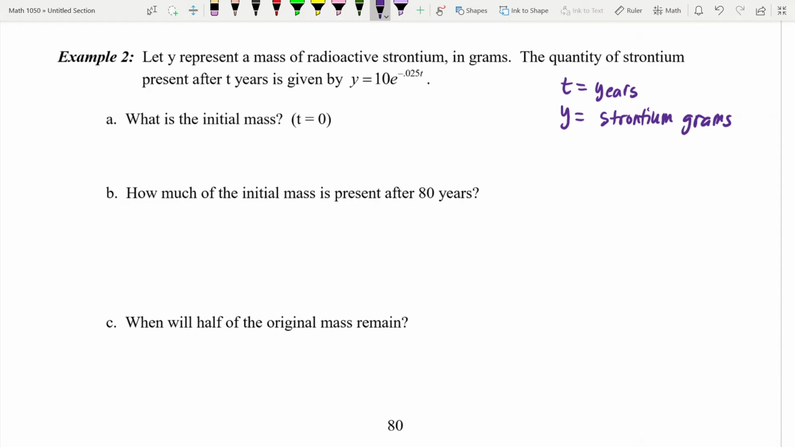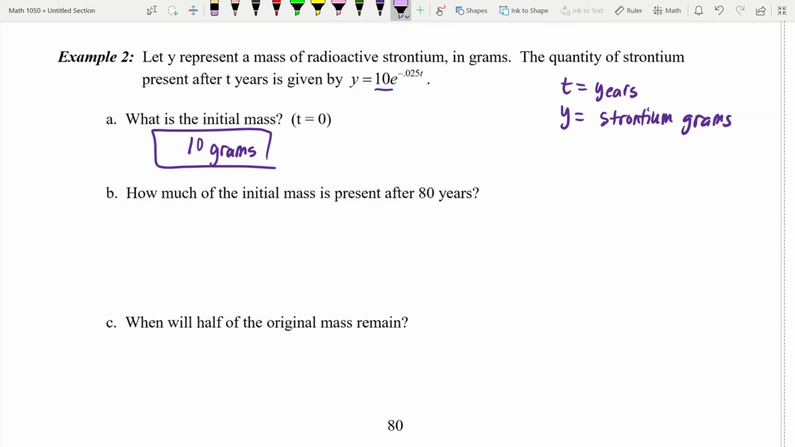What is the initial mass? Can anybody tell me just like that? What is it? It's 10. It's that number that's going to be right there. So we're just going to say 10 grams. Please make sure that you label it. Okay? How much of the initial mass is present after 80 years?